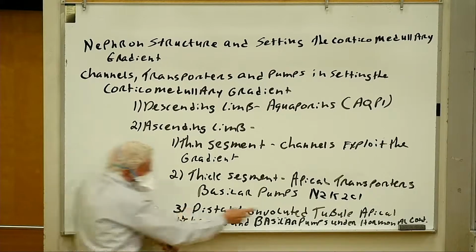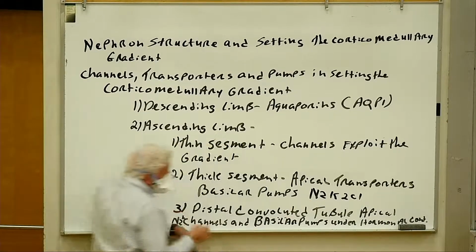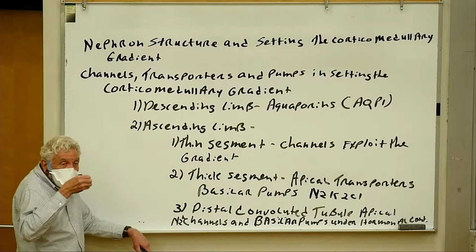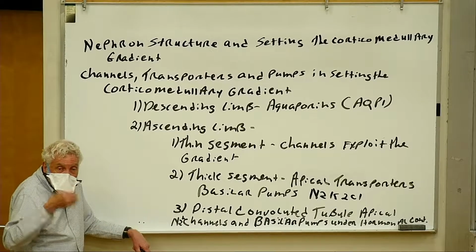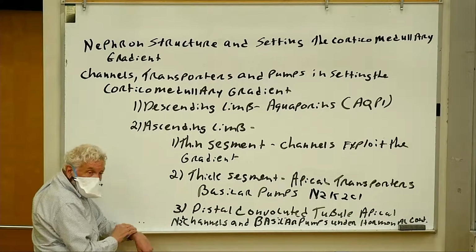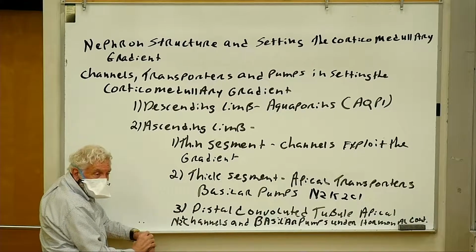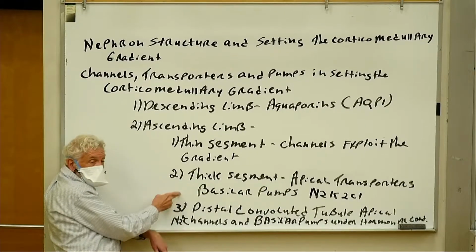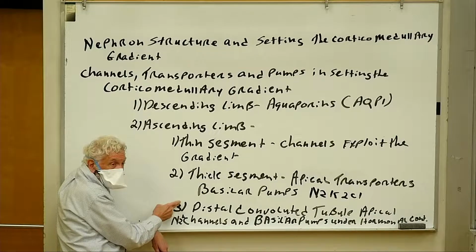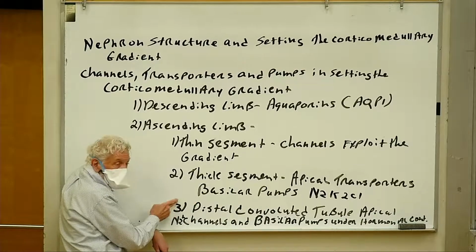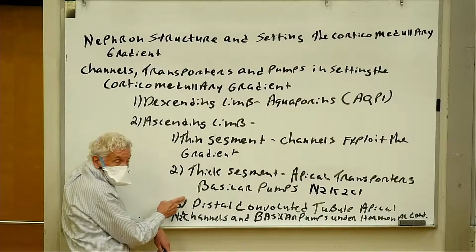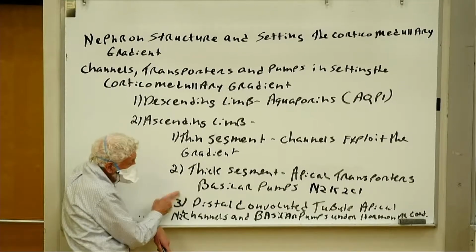But these transporters are so efficient that as the fluid moves higher and higher in the ascending limb, we can actually get the sodium and chloride levels so low that they're hypoosmotic. We'll get sodium and chloride levels of about 50 millimolar sodium and 50 millimolar chloride, for a total osmolality of about 100 milliosmoles. So about a third of what you see in the cortex.